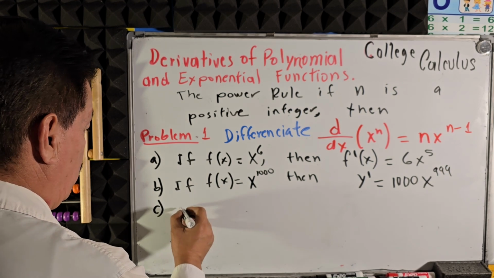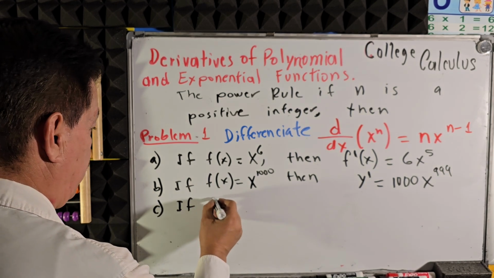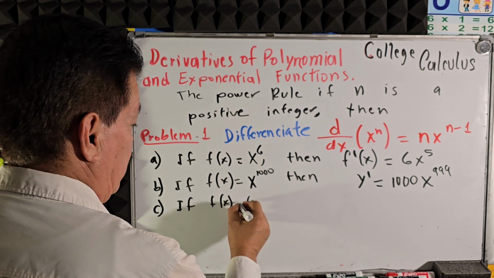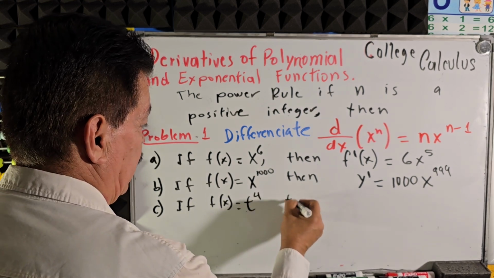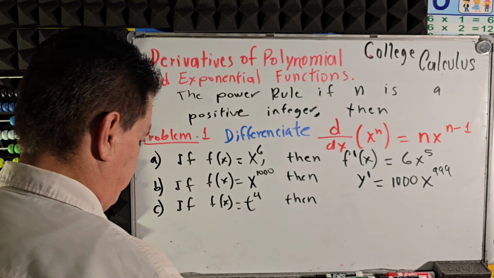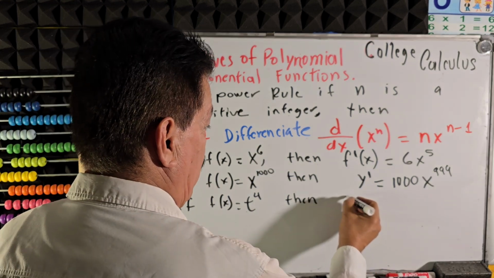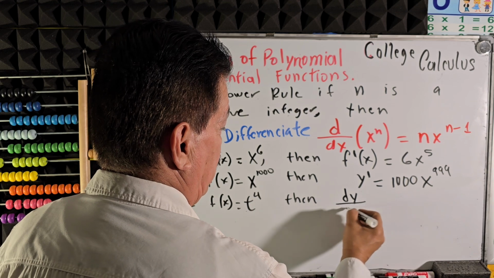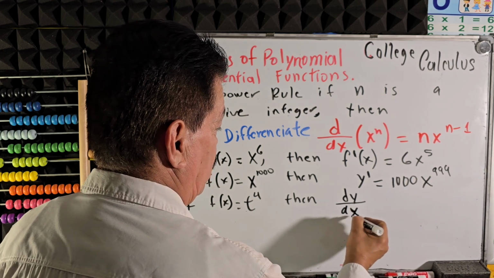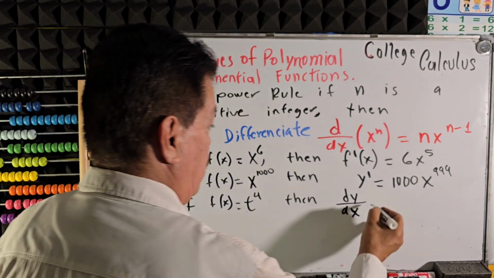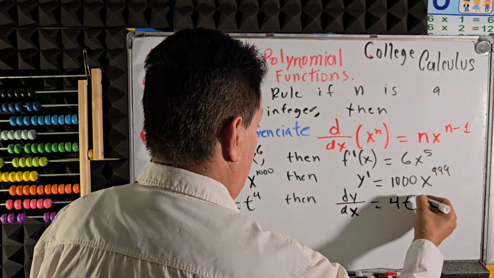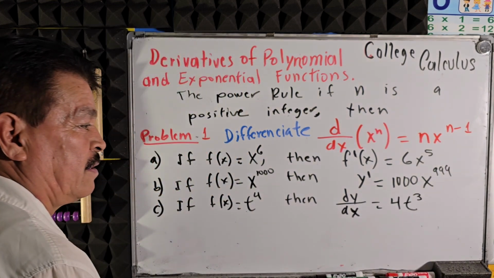Let's go one more. If we have f of t equals t to the 4th power, then you are able to write like this: dy divided by dx. It's another way too. It will be equal to 4t to the 3rd power, right?